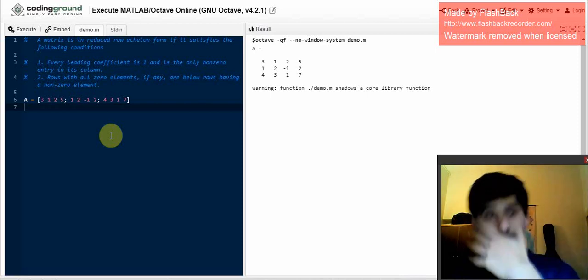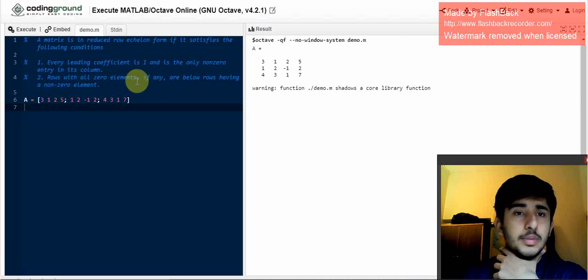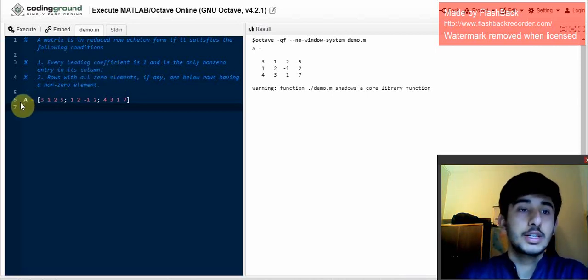The second rule is pretty simple and straightforward: the rows with all zero elements, if any, are below rows having a non-zero element. So basically all the rows with all zero elements are at the bottom. Fine. So we have this matrix.